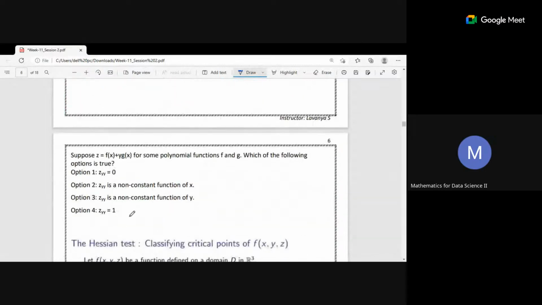So what is this question? A very simple one only. Suppose that z is equal to f of x plus y times g of x for some polynomial functions f and g. Which of the following options is true? What is zyy? First, what is zy? What is zy for this function? G of x. And what is zyy? 0. Right? So very simple.